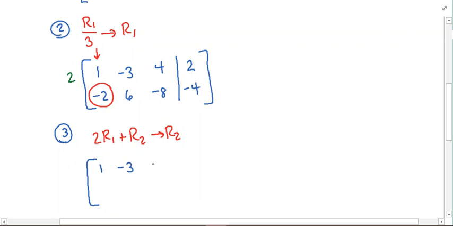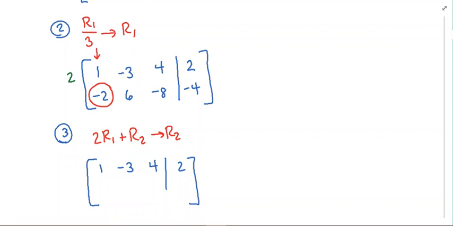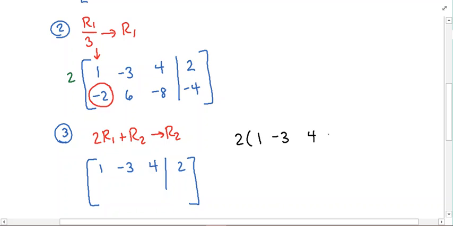For our next matrix, row 2 is changing, so we're going to leave row 1 alone, and I'll go out to the side and do my work. We're going to do 2 times row 1, so take everything in row 1 and multiply it by 2. That's going to give us 2, -6, 8, and 4. Add that back to row 2, so go to your previous matrix and grab row 2. Let's write that down.